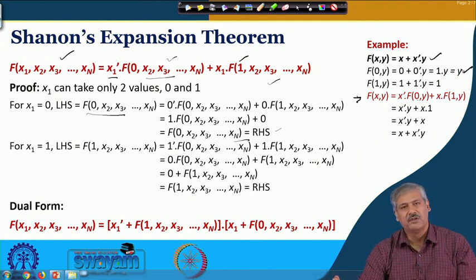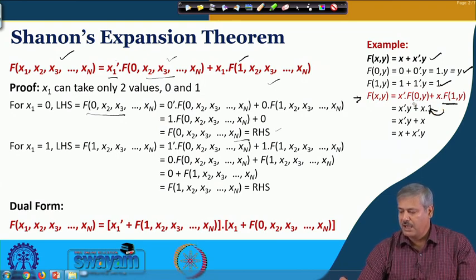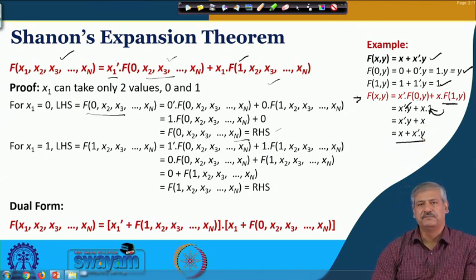So, this is y, right, f(0,y) is y, and f(1,y) is, you substitute 1 in place of x. So, 1 plus 1 prime y. So, 1 ORed with anything is 1. So, this is your f(1,y). So, this f(1,y) is your 1 and f(0,y) is your y. So, that way x prime y plus x, and you get back what you had seen, x plus x prime y. Okay. So, this will be true for any other example.